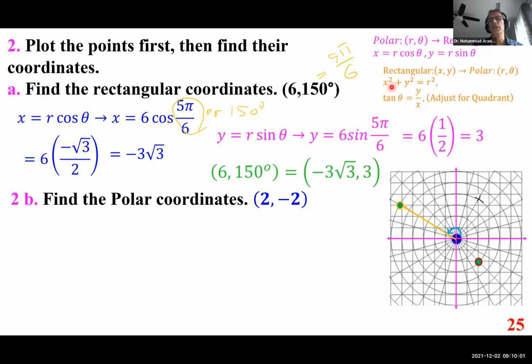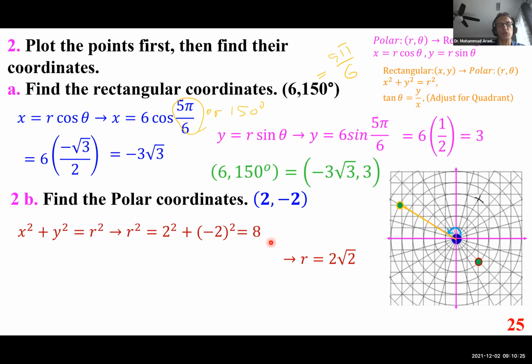And now the relationship is x squared plus y squared equals r squared. Tan theta is y over x, and you should always pay attention to the location, so you adjust for the quadrant. So having said that, let's calculate x squared plus y squared, which becomes 8. So r squared is 2 squared plus negative 2 quantity squared, which is 8, and r becomes 2 square root of 2.